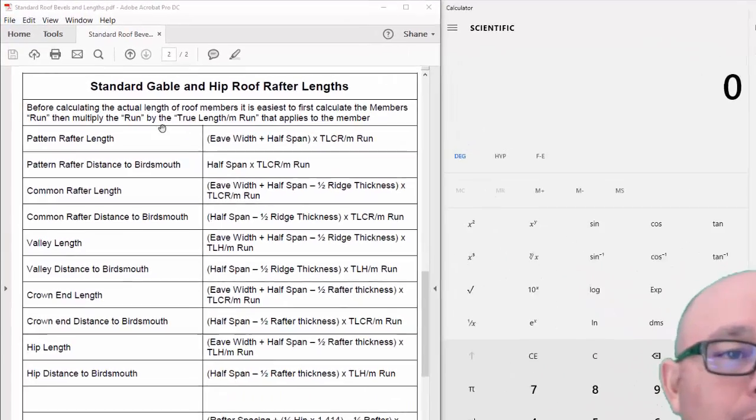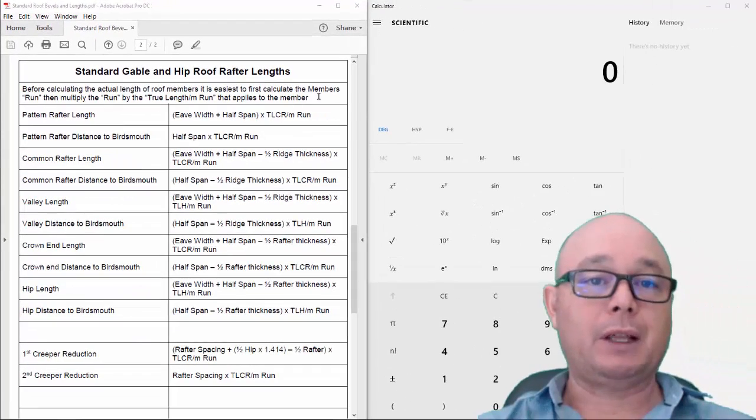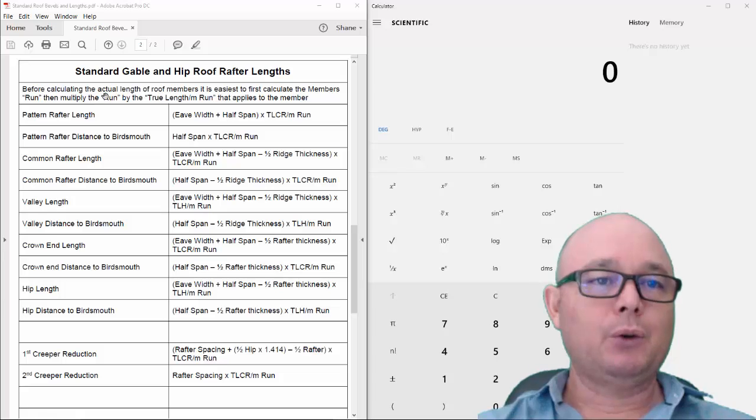So at the top of the sheet, you can see there that it says before calculating the actual length of roof members, it is easiest to first calculate the member's run and then multiply the run by the true length per metre run that applies to that member. So if we're talking about common rafters, pattern rafters, crown end rafters, and also creeper rafters, we're talking about the true length of common rafter per metre run multiplied by the actual run of the member itself.